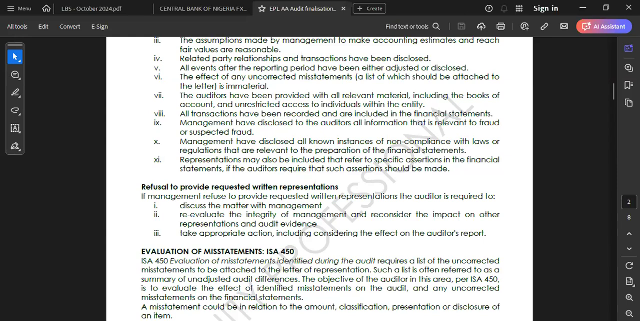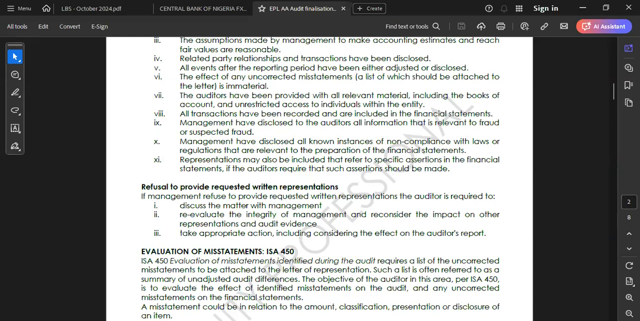So if this is happening, the auditor might need to reevaluate their integrity and start thinking about what other things they might be hiding. Could it be a case of money laundering? Could it be a case of financing of terrorism? Now, the auditor needs to start looking at that.